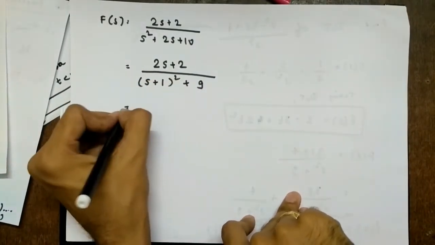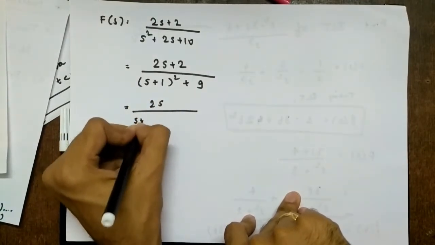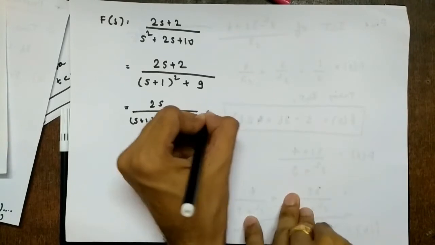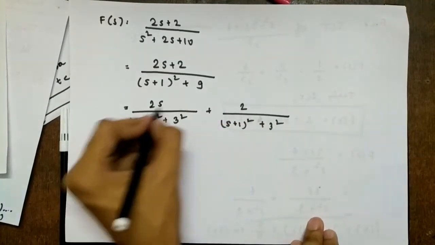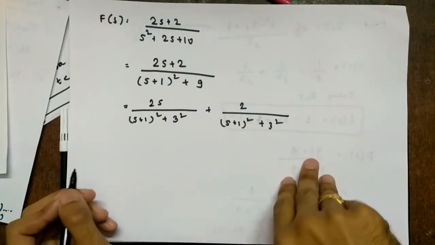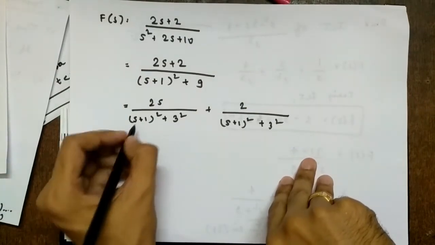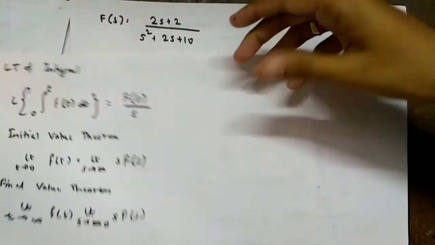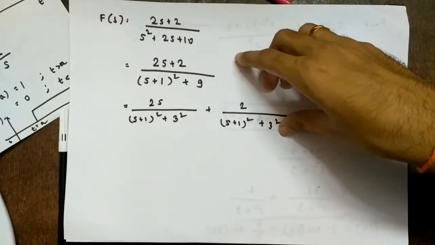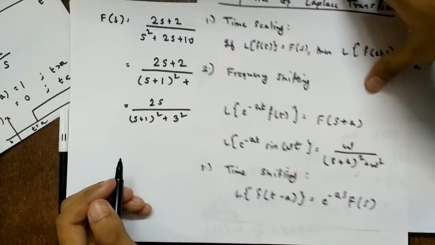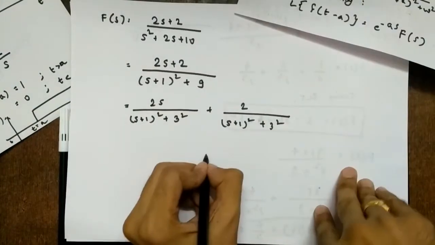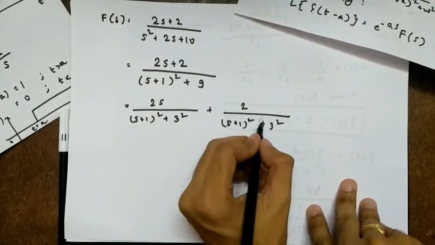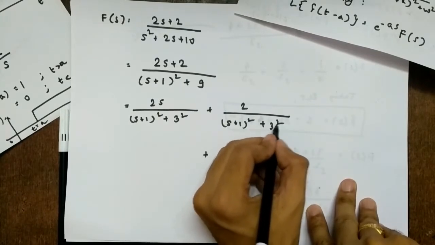Right? So now what is it of the form? I can write this as 2s upon (s plus 1) the whole square plus 3 square, plus 2 upon (s plus 1) the whole square plus 3 square. So this is again of the form of cos omega t and sin omega t, but shifted versions. So if I have s plus 1, we have that property, right? If I take the second term, it is of the form omega upon (s plus a) the whole square plus omega square, where a is 1. Here it is 3 square, so omega is 3, sorry.